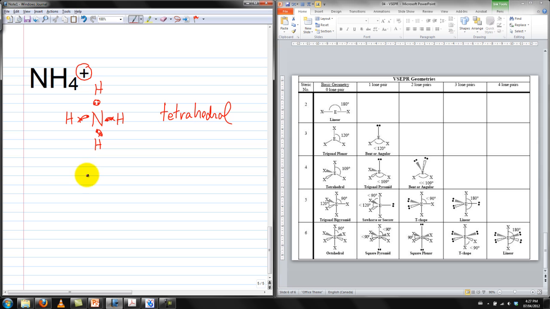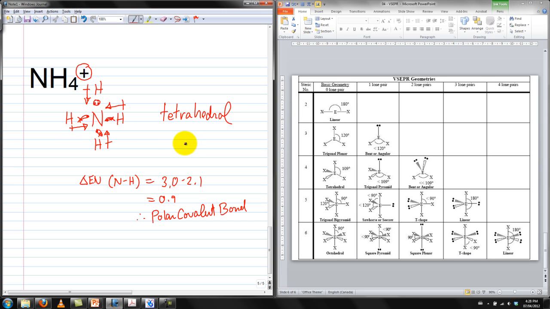Let's quickly look at the delta EN values. 3.0 minus 2.1 gives you 0.9, and so it is a polar covalent bond. In this case, the nitrogen is more electronegative, so the electrons, or the dipole moments, tend to move in this direction. Here, and here, and here.